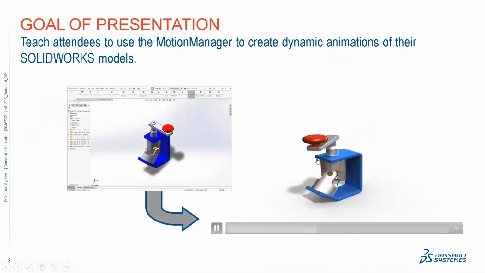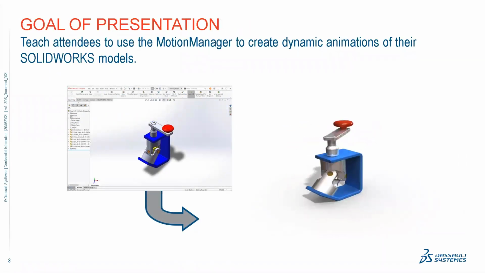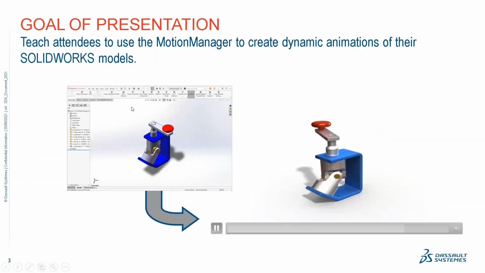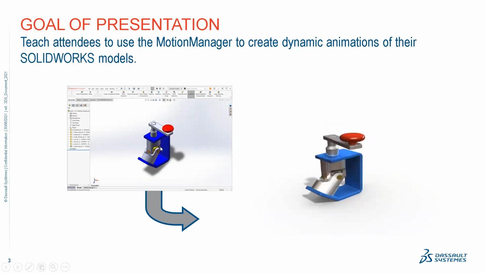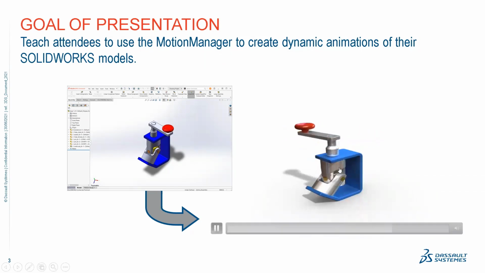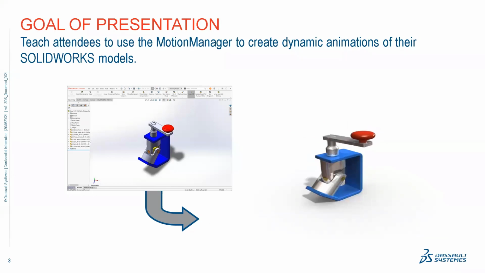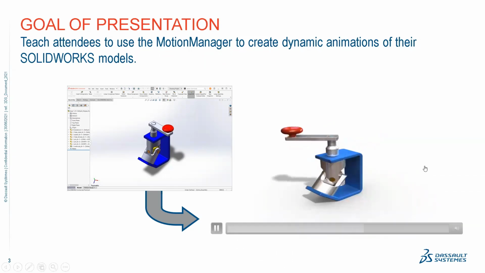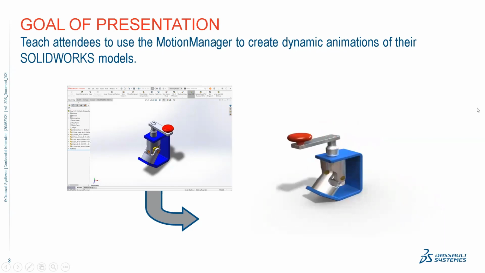So the goal of this presentation is to teach attendees to use the Motion Manager to create dynamic animations of their SOLIDWORKS models. So if you look in this window, we have the hand crank, and I've created an animation of that hand crank, and I've also rendered that animation, in this case using PhotoView 360. Animations are also supported, of course, in SOLIDWORKS Visualize. And so we can see that we can create very dynamic representations of our models using the SOLIDWORKS Motion Manager.